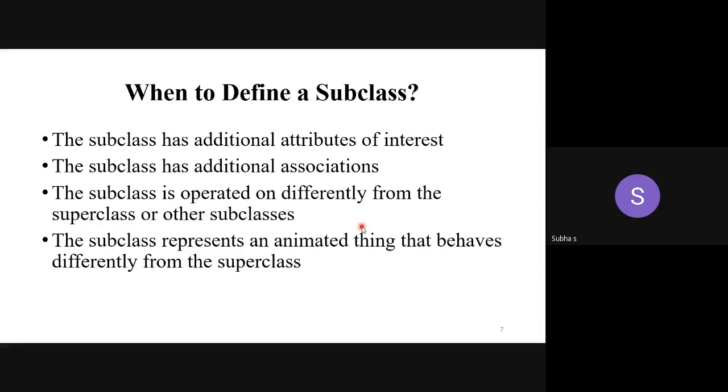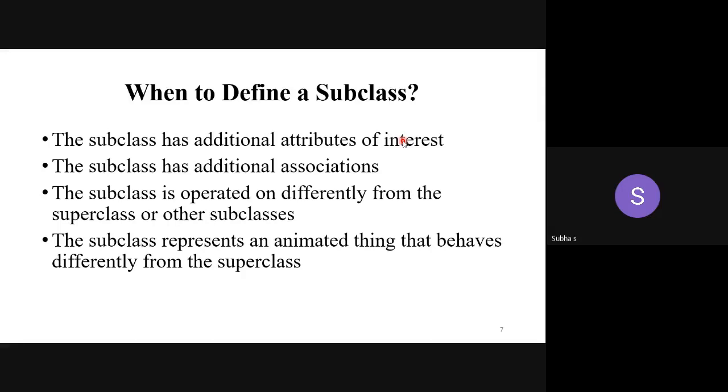Okay, so these are the things that have to be followed when defining a subclass. The subclass can have, first point, additional attributes of interest. Though it is inheriting the superclass attributes, it can have its own attributes. Yes, a son or a daughter can have the characteristics of his father or mother.